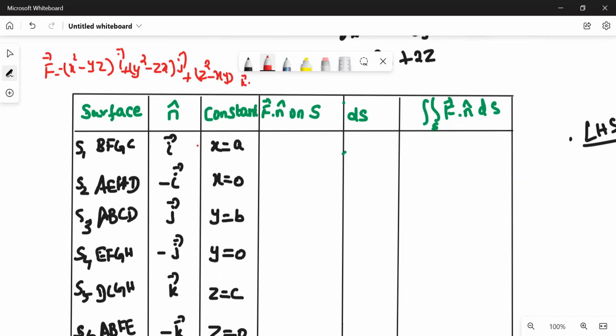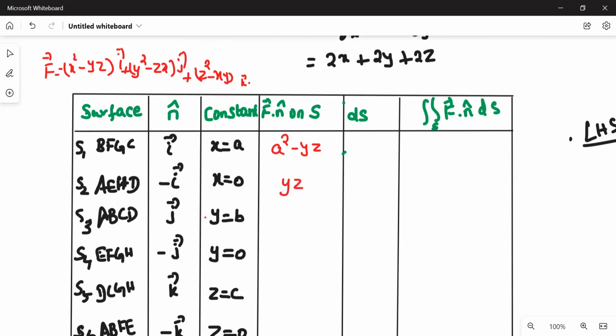Okay, when we substitute x is equal to a, F dot n cap means only the coefficient of n cap will get a value. N cap is i here, so F dot n cap will be x square minus yz. In x square minus yz, we have to put x is equal to a, which becomes a square minus yz. Next, F dot n cap is minus of x square minus yz. If we put x is equal to 0, it becomes simply yz.